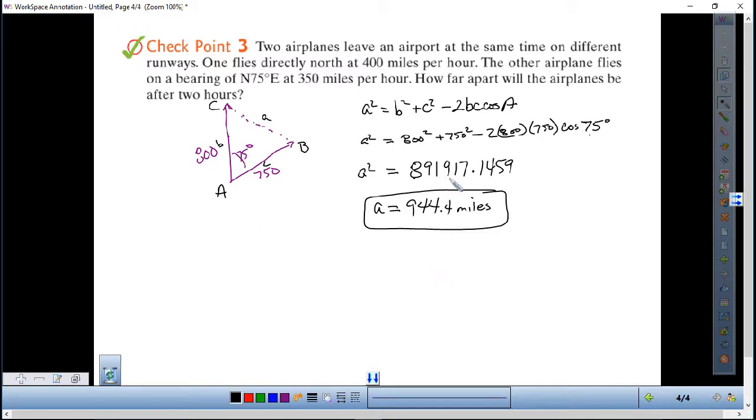Okay, and here's the answer. So when you plug it in, it doesn't matter how you label your triangle here with your A's, B's, and C's, as long as you remember that your side A is opposite your angle A, your side B is opposite your angle B, and your side C is opposite whatever angle you're going to call C. And then just make sure that you set up and use the correct one to solve for the correct side, and the distance between these two is going to be 944.4 miles. Remember, you're going to work all that out, but remember that is a squared, not a, and you're looking for a. So once you get a squared, you got to take the square root to get the actual answer itself.